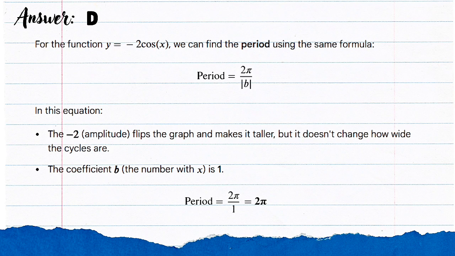For the function y equals negative 2 cosine x, we can find the period using the same formula, which is period equals 2 pi over the absolute value of b. In this equation, the negative 2, or the amplitude, flips the graph and makes it taller, but it doesn't change how wide the cycles are. The coefficient b, the number with x, is 1. Therefore, the period equals 2 pi over 1, which equals 2 pi.